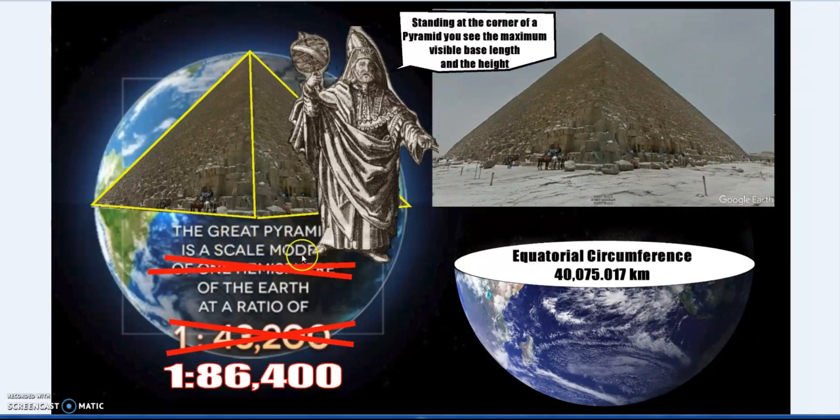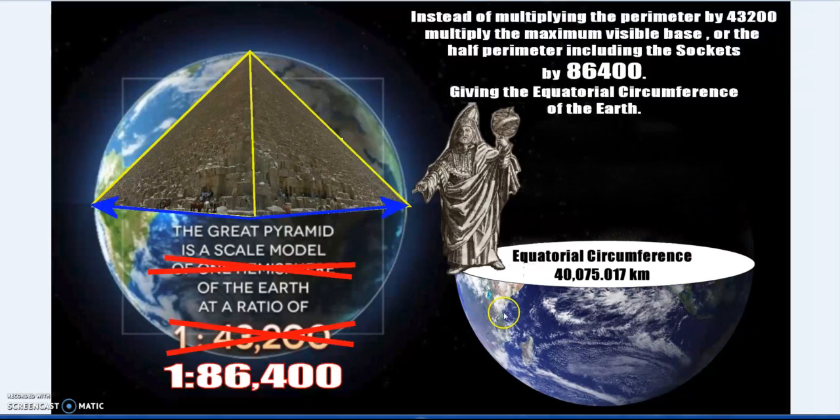So the Great Pyramid is a scale model of the Earth at a ratio of 1 to 86,400. Because if we stand at the corner of the Great Pyramid, we see the height, and we see the maximum visible base length, what you'll see of a pyramid. All the view that we need is right here, and it's at 86,400. So instead of multiplying the perimeter by 43,200, we multiply the maximum visible base length. Stand at the corner, you'll only ever see two sides of a pyramid. If you multiply that by 86,400, we get the equatorial circumference of the Earth.